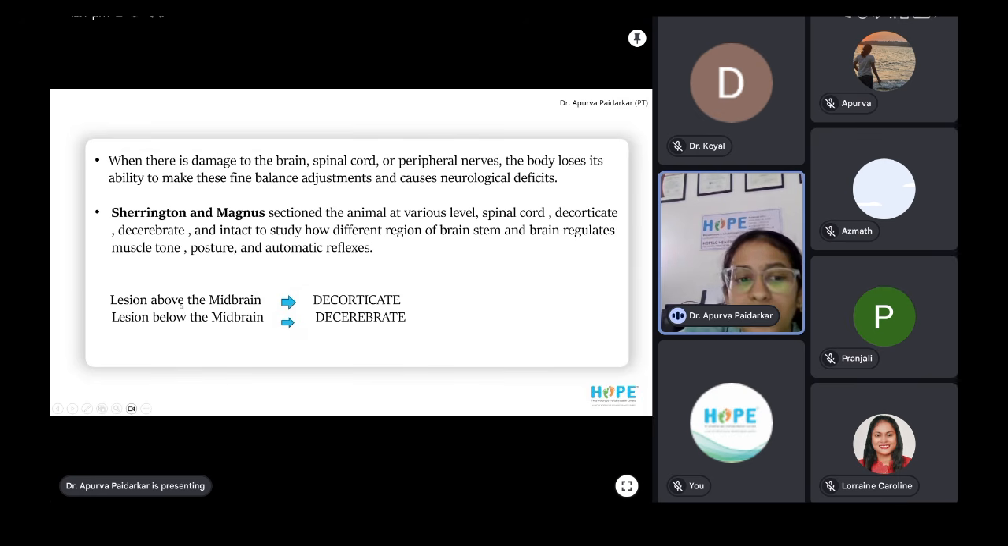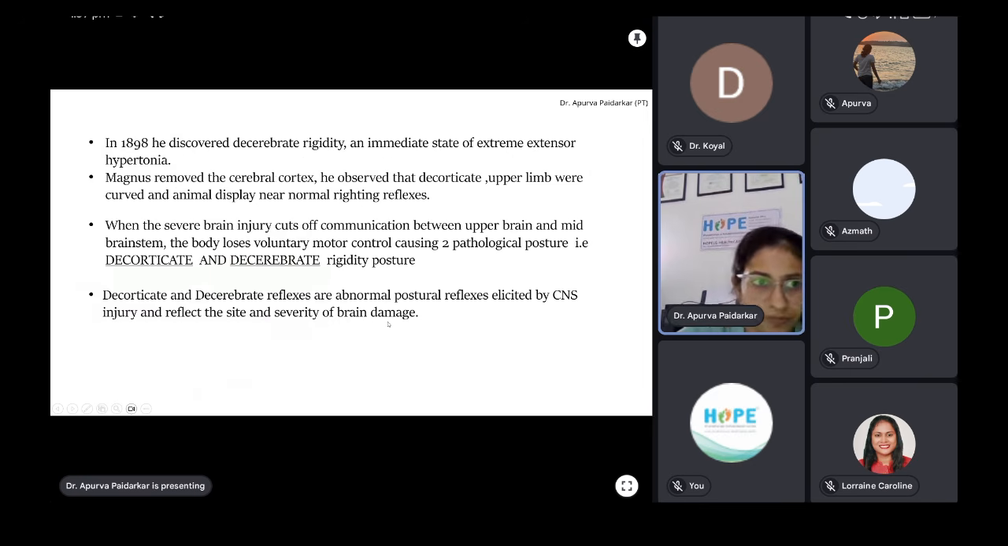Decorticate would be the lesions above the midbrain. The section would be below the midbrain and above the midbrain. So above the midbrain is called decorticate and below the midbrain would be decerebrate. So in 1898, he discovered decerebrate rigidity, an immediate state of extreme extensor hypertonia.